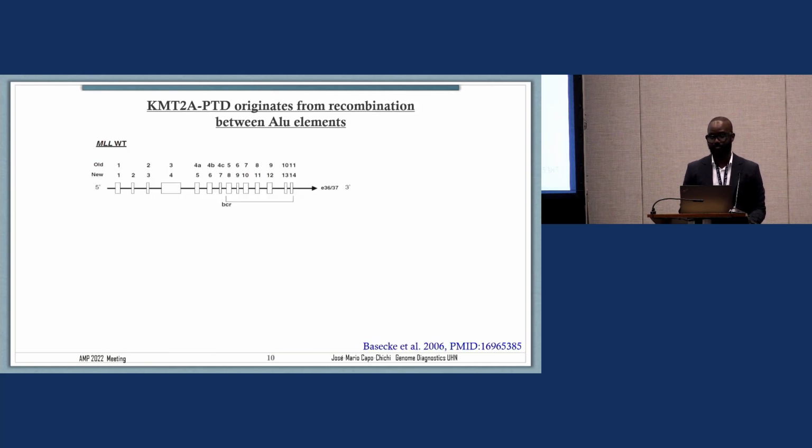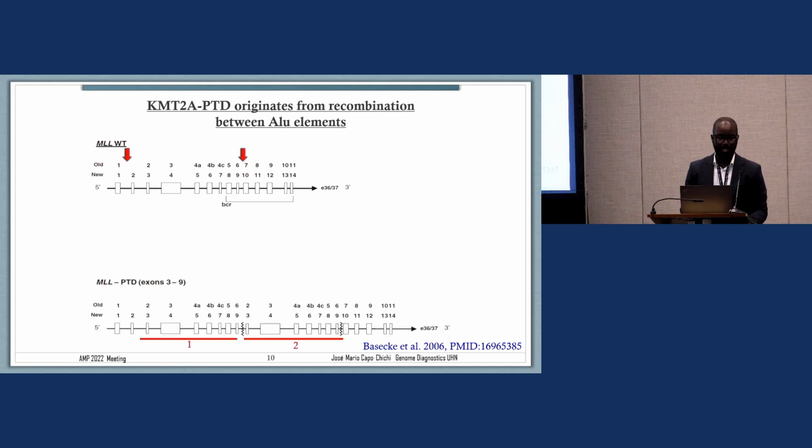Now, KMT2A PTDs originate from recombination events between Alu elements, such as the one that occurs within intron 1 and intron 9 of the KMT2A gene, leading to a duplication of exon 3 to 9, or you will also hear exon 2 to 10, depending on how the KMT2A exon numbering has changed. And so, this is the most common KMT2A PTD encountered.